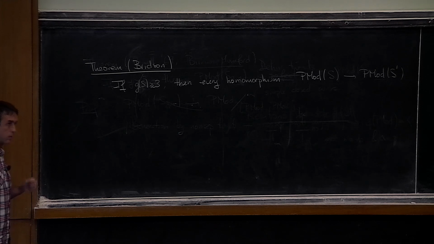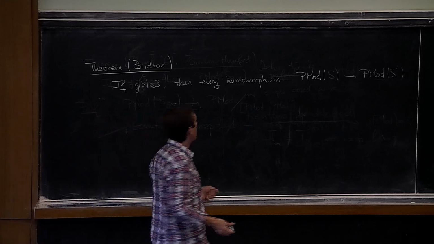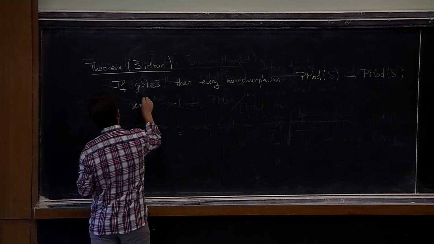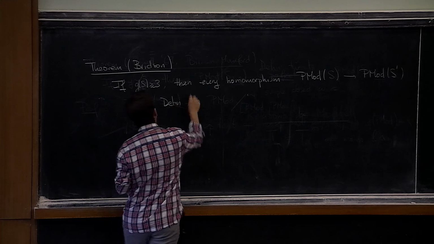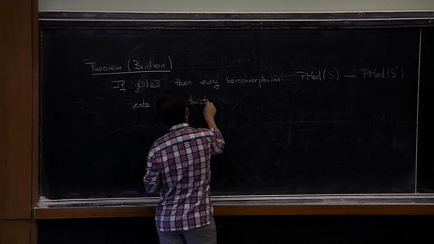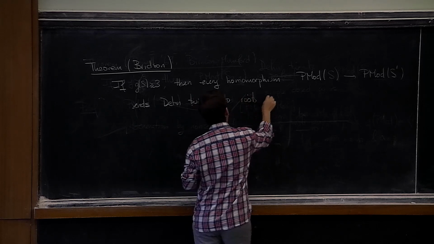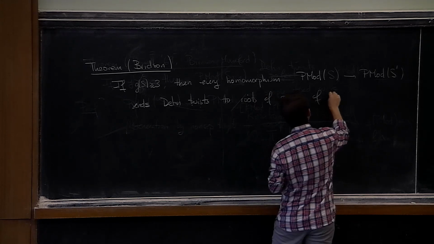Okay, this is not true. It's not true because, for instance, the homomorphism could be trivial. So it's not true in this case. But what is true is that it sends Dehn twists to roots of powers of multi-twists.